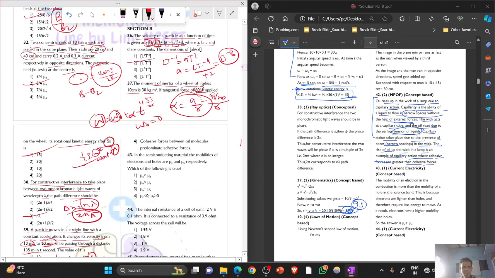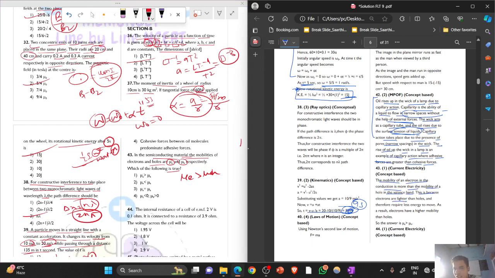Now moving ahead. In a semiconducting material, the mobilities of electron, mu e, and hole, mu h. Which of the following is true? It is asking about the mobility. Obviously, in the semiconducting material, the mobility of electron is greater than the mobility of hole. You can also understand the theory. The mobility of electron in the conduction band is more than the mobility of hole in the valence band.